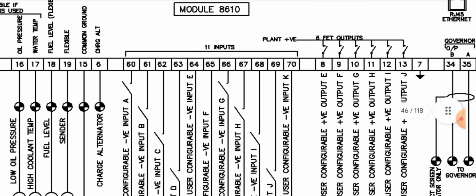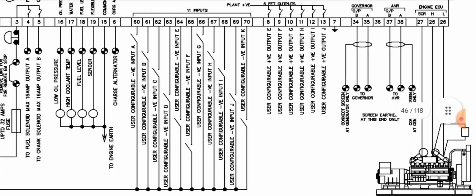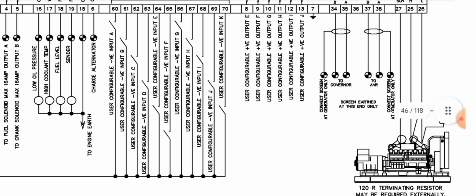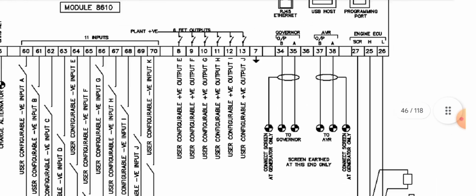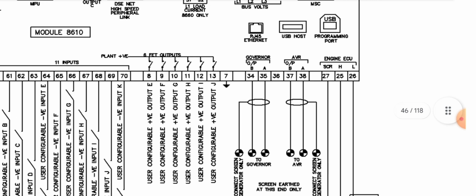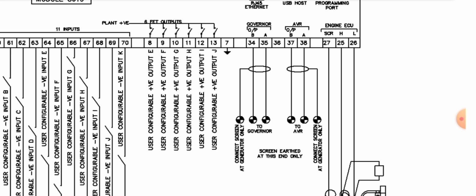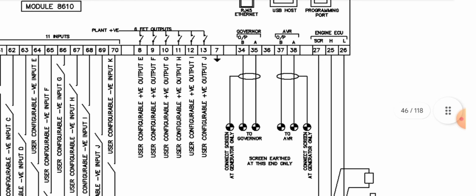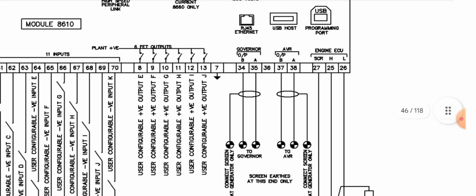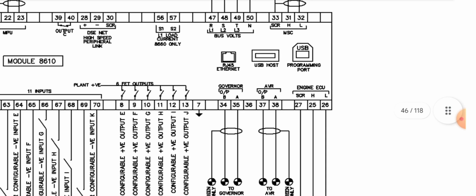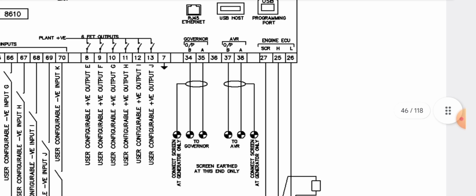After that, as you can see, there are 11 inputs, the user configurable inputs. You can configure them for your specific requirement. These need to be configured with the software. Here from pin 8 to 19, 11, 12 and 13, these are the user configurable positive outputs, which are used for your specific requirement.